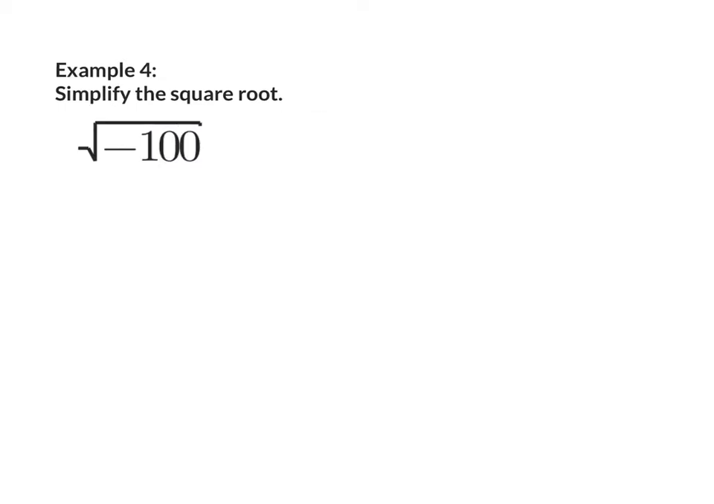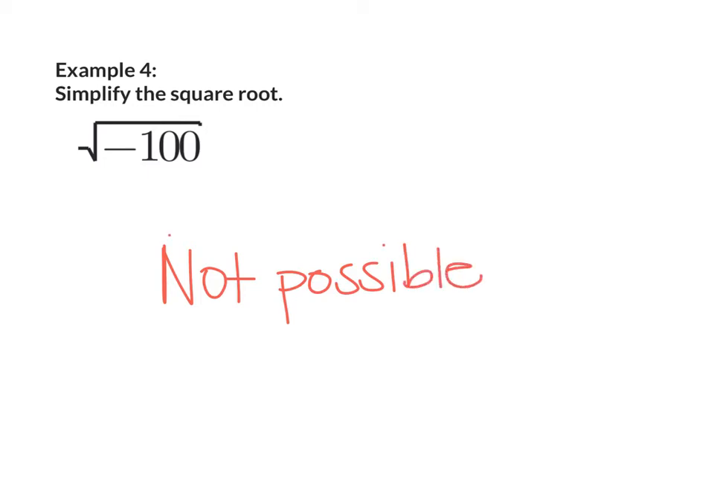Example number 4. Simplify the square root. You cannot take the square root of a negative number. This is not possible. So you cannot have a negative sign inside the square root. It can be on the outside, but not on the inside.